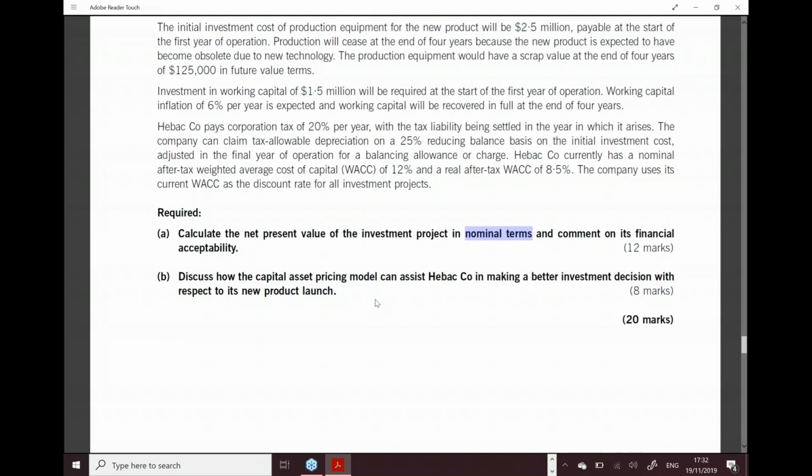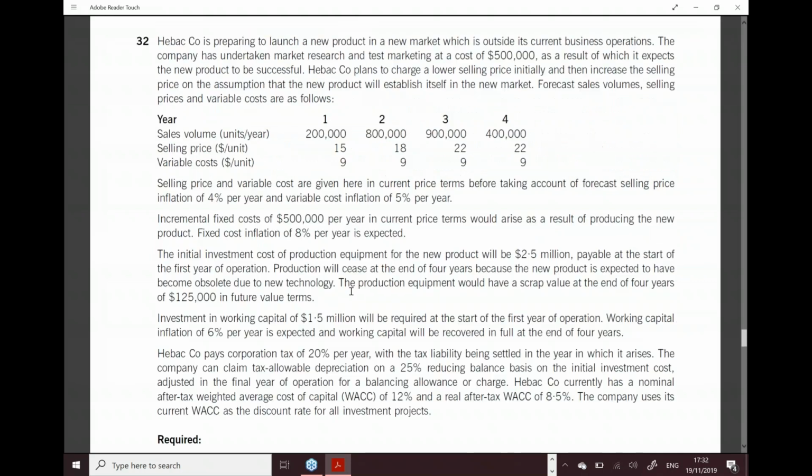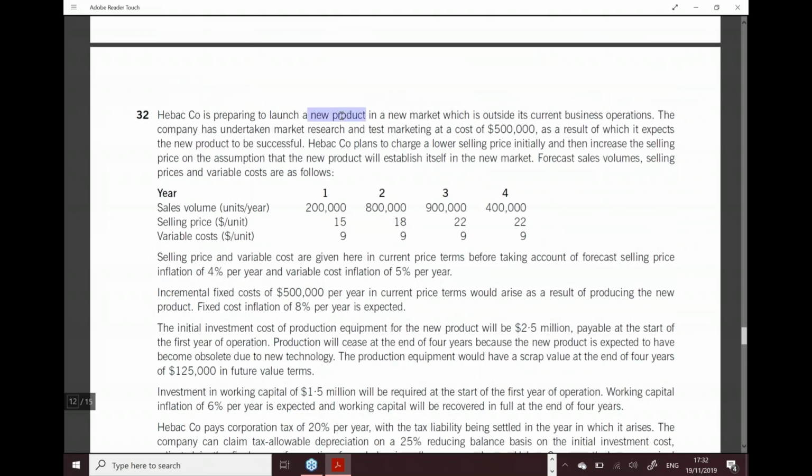So the CAPM, how can it assist in making a better investment decision with regard to the new product launch? Well, I'll come to that, but why that's given is you would actually see this company is launching a new product in a new market. So if you're going to a new market, you're entering a different risk, and that project cannot be evaluated with the risk of your existing assets in place. So you need to work out a project specific rate of return. So we'll come to that.